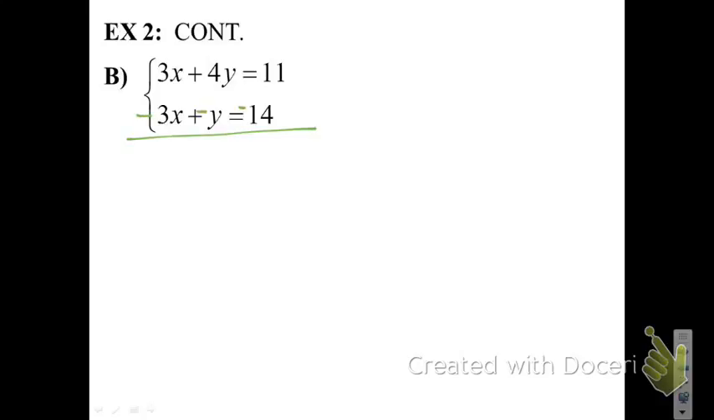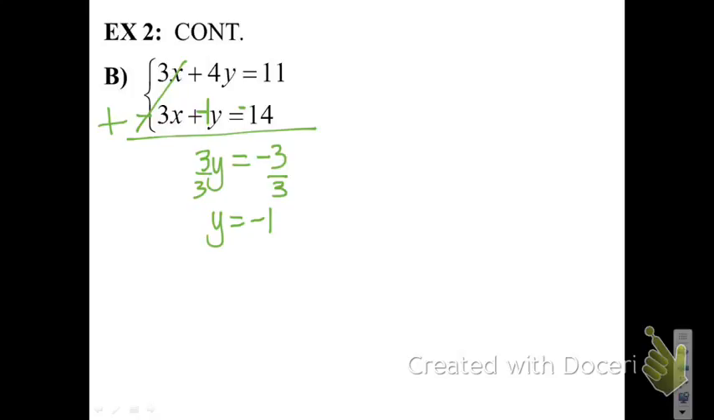And then I'll go ahead and add. So here I have 3 minus 3, the x's eliminate themselves. I have 4 plus a negative 1y gives us 3y, and then 11 plus a negative 14 is negative 3. To solve this, we divide by 3, and y equals negative 1. So we are almost done, or halfway done. We have one of the values.